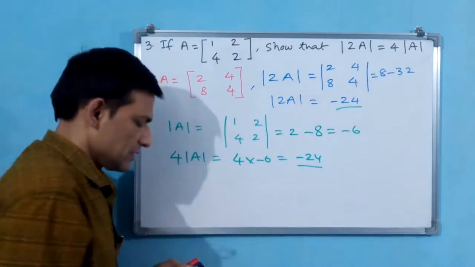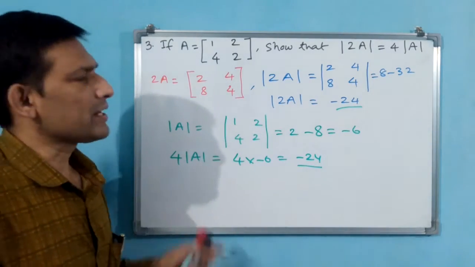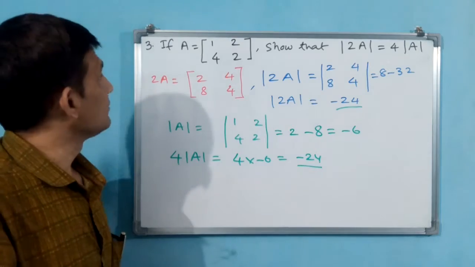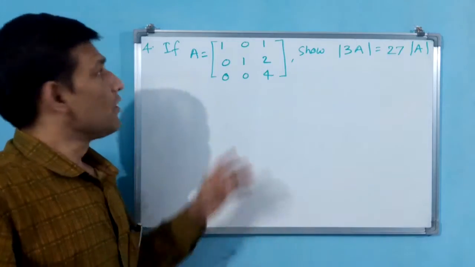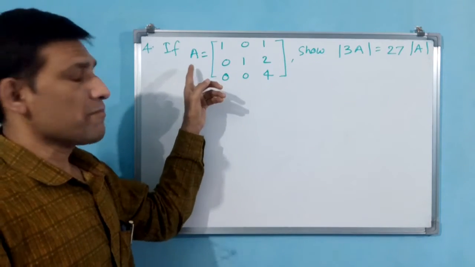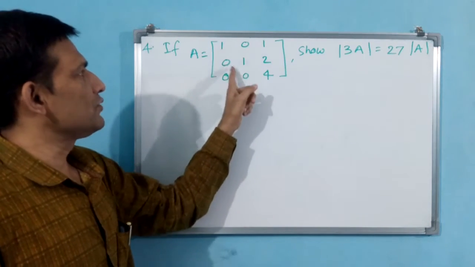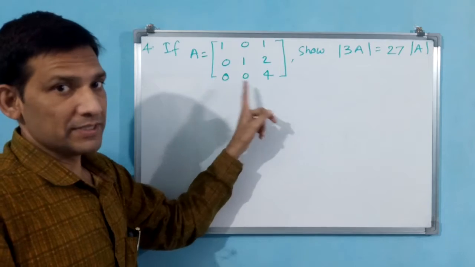Okay. Write down LHS is equal to RHS. Hence proved. Okay. Write down. Third question I have finished. Let us go for the fourth question. Fourth question, you see, if matrix A is equal to 1, 0, 1, 0, 1, 2, 0, 0, 4, this is a 3 by 3 matrix.